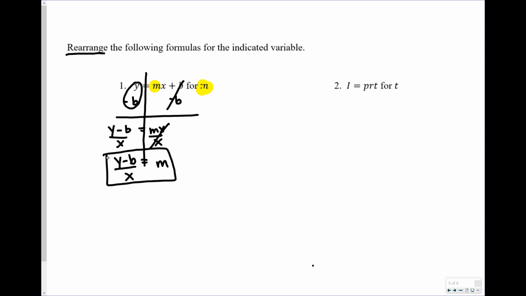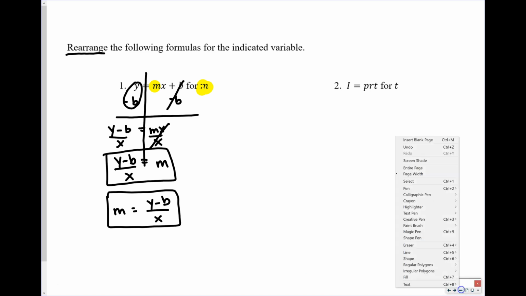Okay, you could rewrite it. You can say that m equals y minus b over x if you want to be fancy. Get that variable on the left side. Okay, again, you're not really doing anything but rearranging. You're not making it smaller. You're just rearranging it for the given variable. Okay.